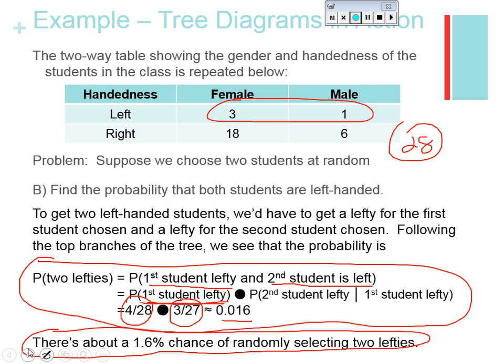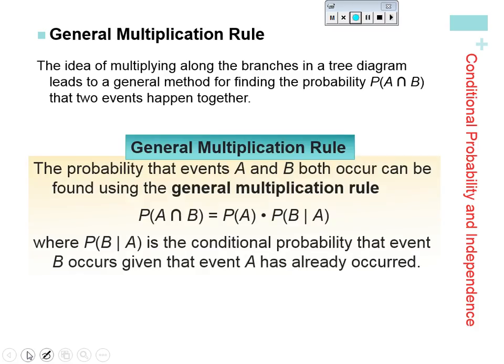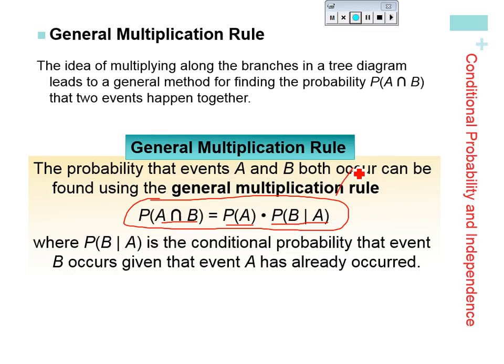So, a general multiplication rule for when we're talking about two events that occur in succession: this right here is what's called the general multiplication rule. Remember that this part is the probability of A and B both occurring. So the probability of A and B is equal to the probability of A times the probability of B, given that A has already occurred. This multiplication rule works for everything, but we typically use it for events that are not independent. So I might want to make a note of that there.